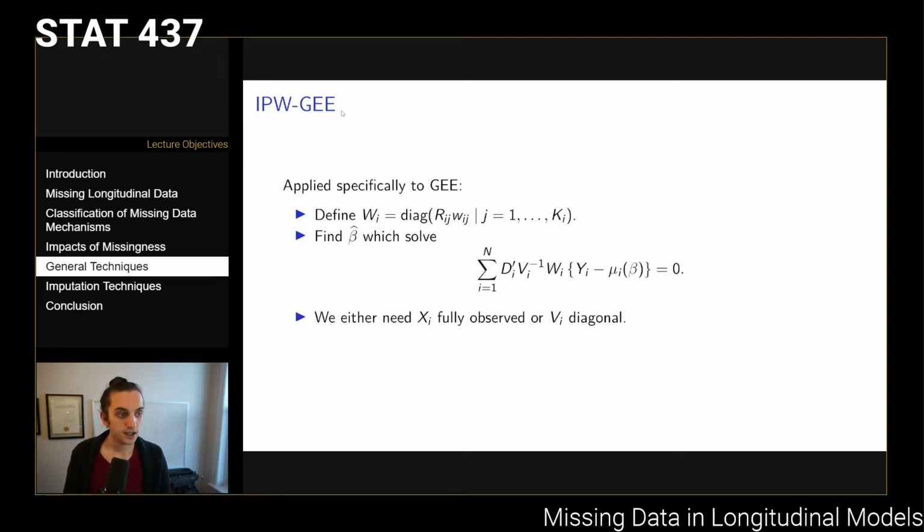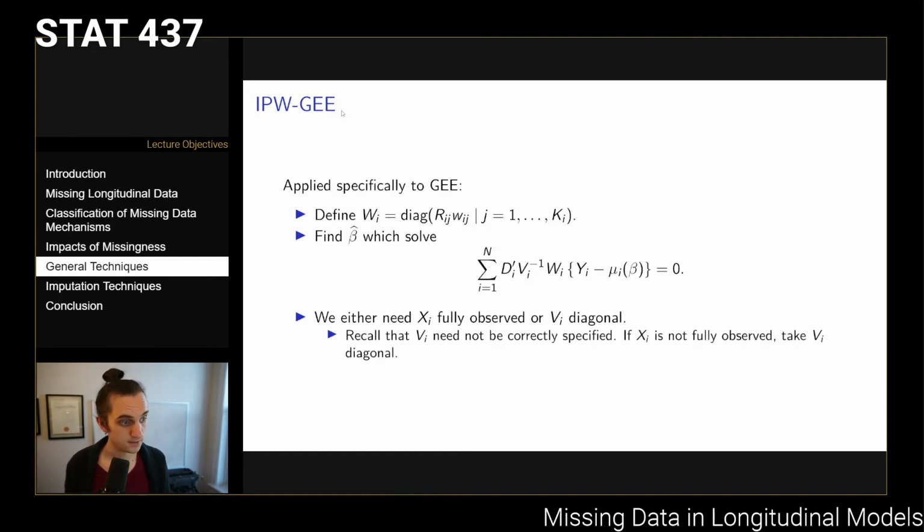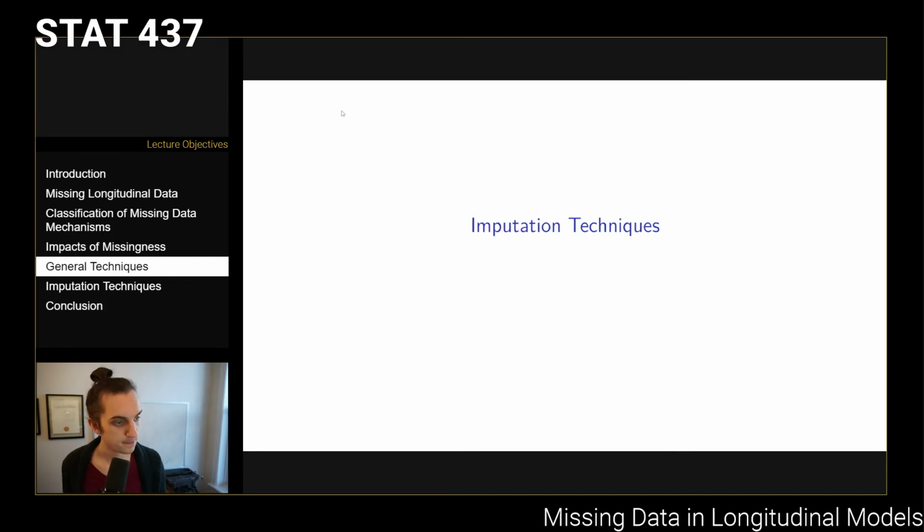Okay. Now, we either need X_i to be fully observed or V_i to be diagonal in order for this to work. Now, this isn't actually a big assumption because we don't need to correctly specify V_i. And so if X_i has missingness at all, then we can just take V_i to be diagonal, and as long as our W_i matrix is correctly specified and our mean structure is correctly specified, this is going to work with missing at random or missing completely at random data.